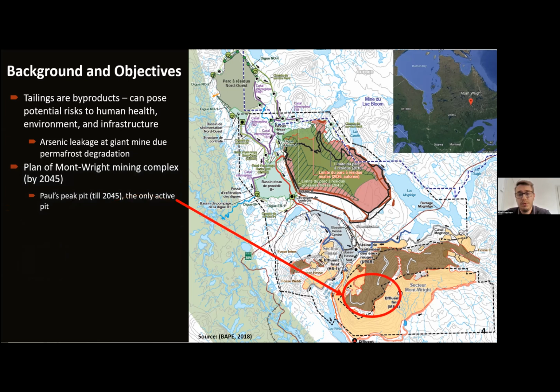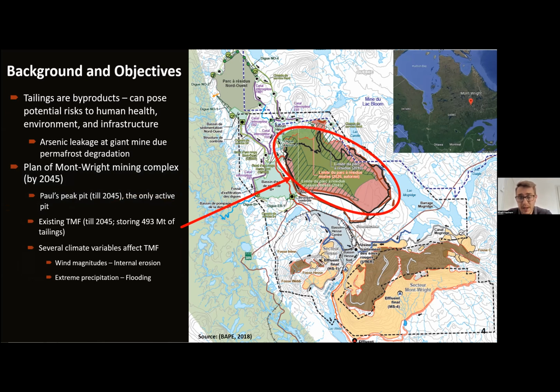Moving on to talk about Mount Wright mine, as we can see from the map on the top right-hand corner, the mine is located in northern Quebec, and it's one of the biggest iron ore open pits in the world and the largest in Canada. And currently, it has Paul's Peak pit as the only active pit at Mount Wright mine, and the operations will continue till the year 2045.